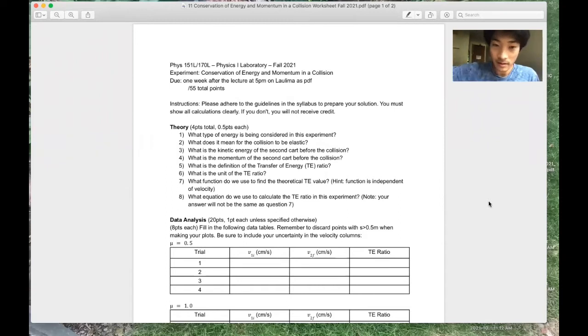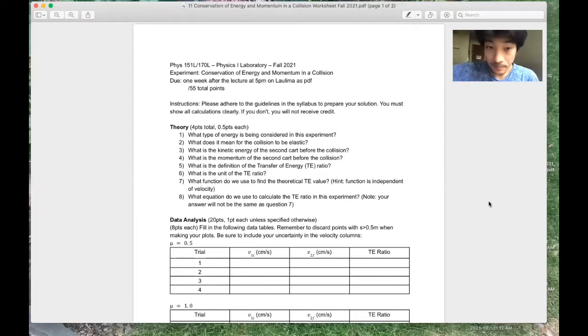And this experiment includes an air track, and there's two carts on the air track. And we're colliding the carts together and seeing how the energy before the collision compares to the energy after the collision. So one cart will be at rest, and the other cart will be moving with a certain velocity. And when the moving cart hits the stationary cart, we're gonna investigate what happens. So again, we do this with the air track and the ultrasonic sensors.